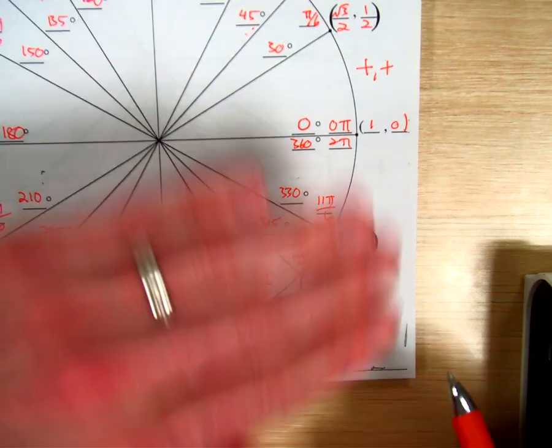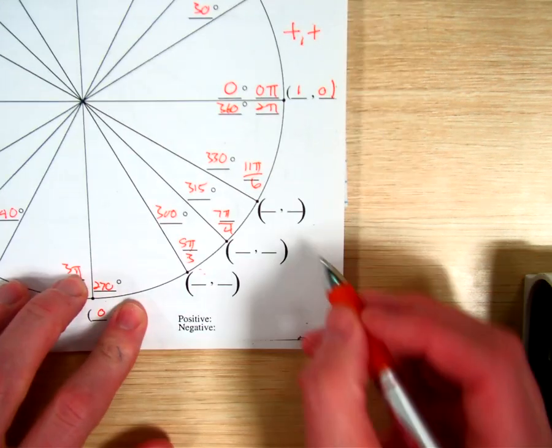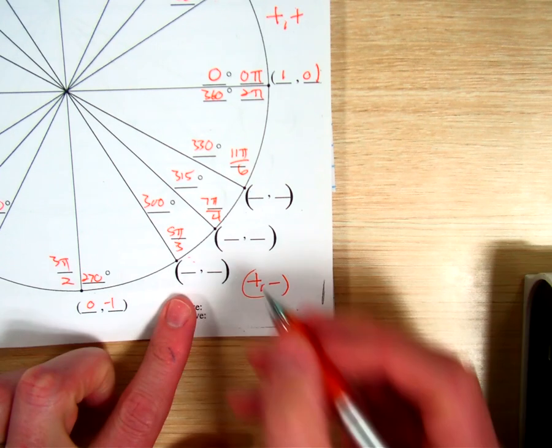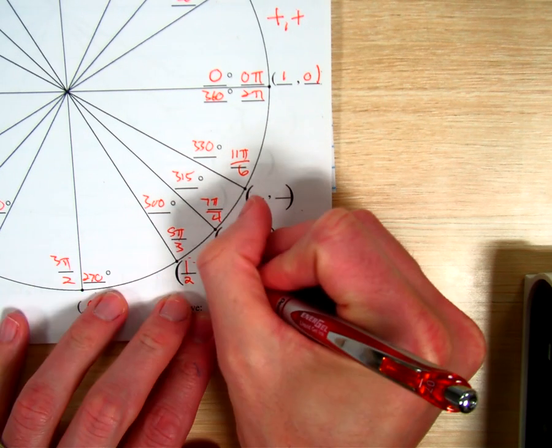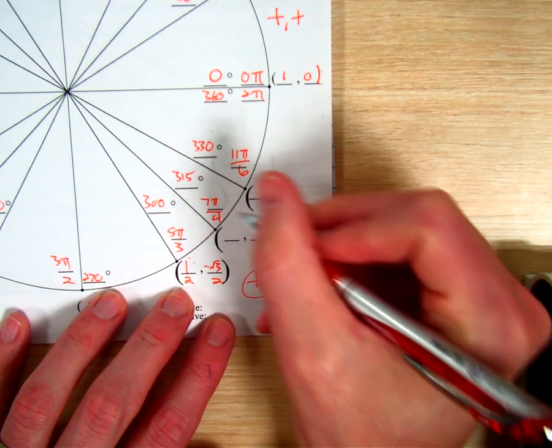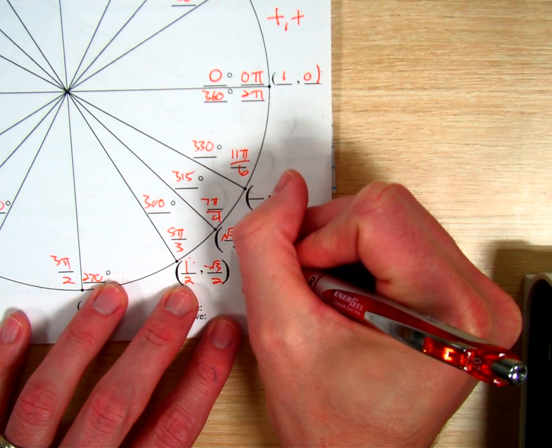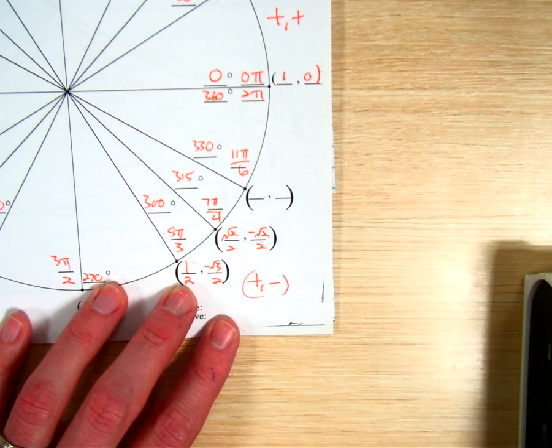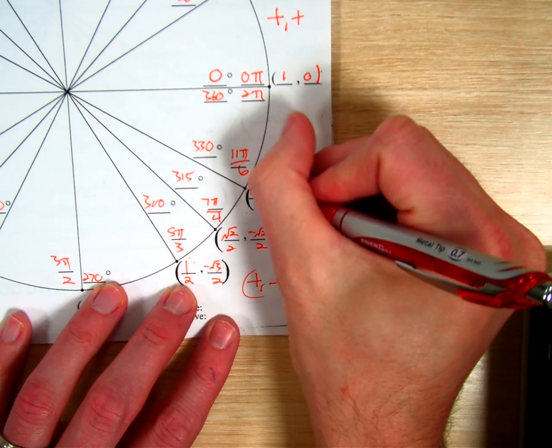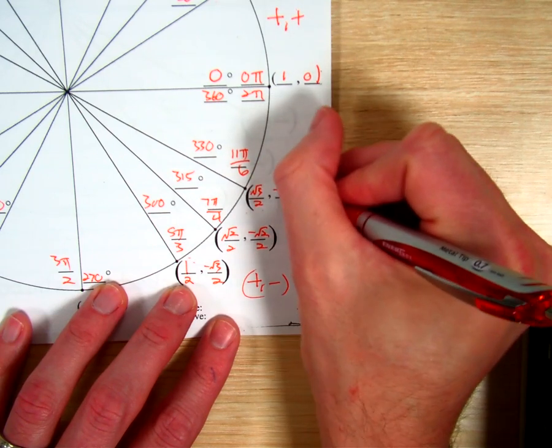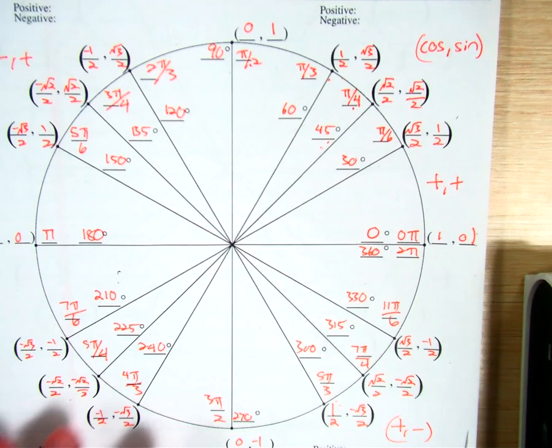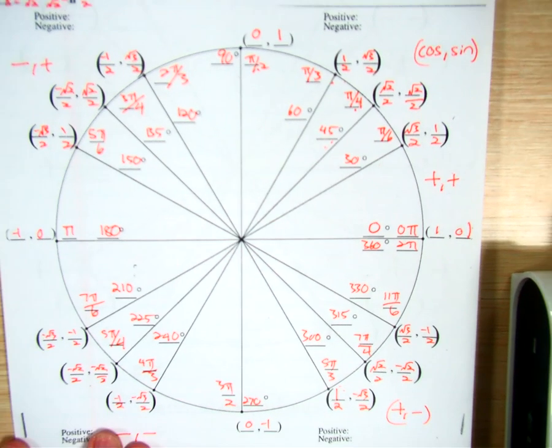Okay, reflecting our points over. Quadrant 4, we have positive comma negatives. So that's a half, negative radical 3 over 2, radical 2 over 2, negative radical 2 over 2, and positive radical 3 over 2, negative a half. Okay, so that is the full unit circle.